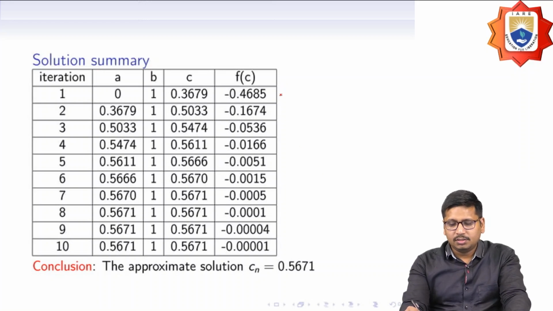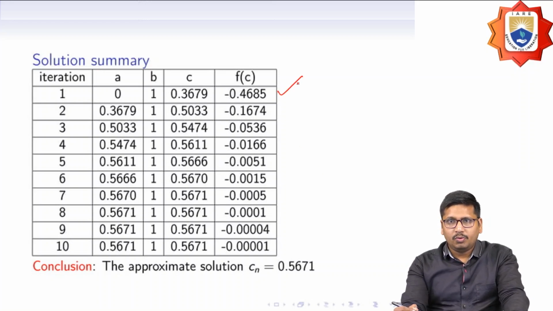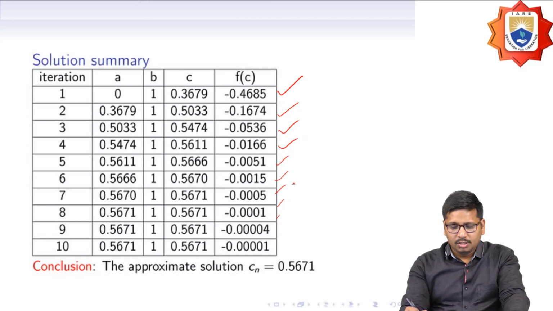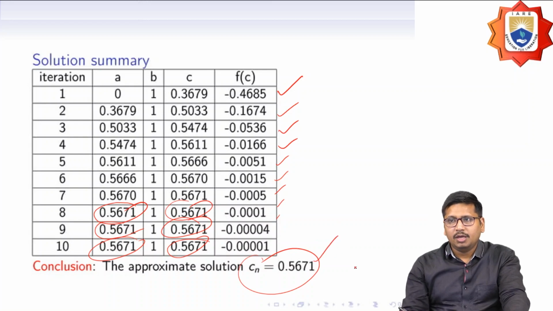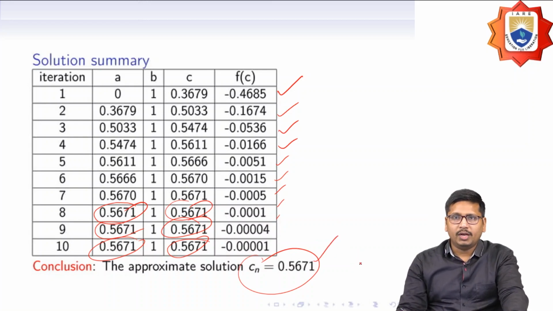So in the first case, if a equals 0 and b equals 1, the c value I get is 0.3, and f of c is this one. Similarly, I found interval 2, interval 3, intervals 4, 5, 6 and so on. Looking at this, the a value remains the same, and the b value also remains the same in all these intervals, 8, 9, 10. So the approximation of the c value is this one, and this should be the required true value of the given equation.